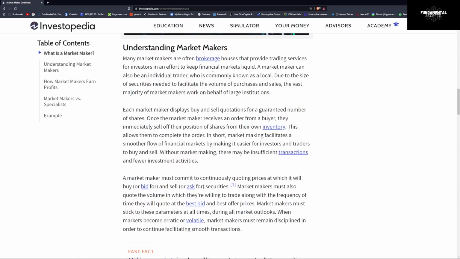They are the ones that initiate the moves, typically, as well as initiate the supports and the resistances. When they know there is no interest higher, they will not go higher. When they know there is no interest lower, they will not go lower. It works on both ends due to the size of the securities needed to facilitate the volume of purchases and sales. The vast majority of market makers work on behalf of large institutions.